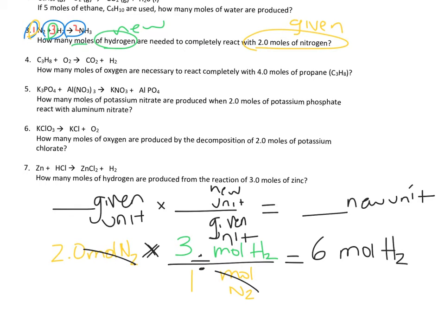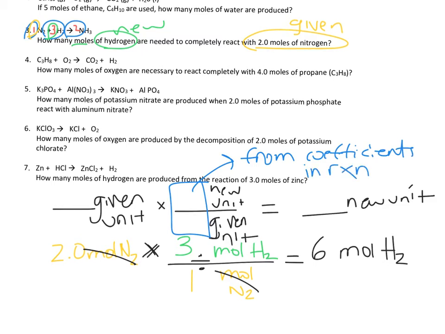So we set it up the exact same way that we set up the other ones from everyday life. Start with our given unit, and then use our conversion factor to go from the given unit to the new unit. We get those numbers from the coefficients in our chemical reaction. That's the only thing that's new, is where we get that information.